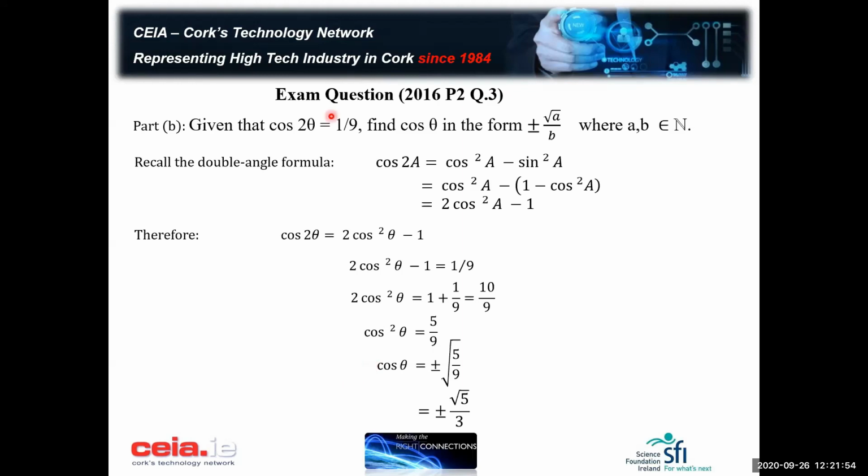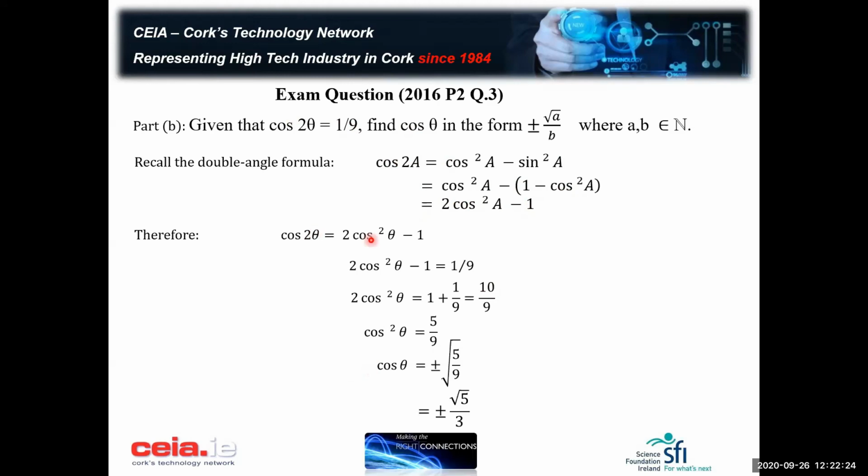They give you that cos 2 theta is 1 over 9, you want cos theta. So you use a double angle formula that converts between cos 2a and cos a. You start with the one that's in your log table, use the normal identity that sine squared plus cos squared equals 1, and you get this version of the identity. Cos 2a is 2 cos squared a minus 1.